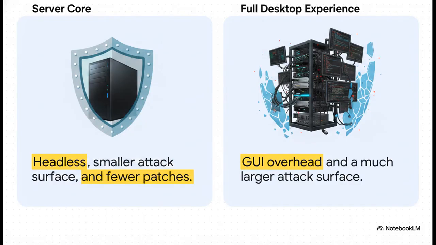And this brilliantly illustrates why we push Server Core so hard. When you compare Server Core directly against the full desktop experience, the difference in risk is just massive. With Server Core, you've got this headless system with a significantly smaller attack surface, plus it requires way fewer patches. On the flip side, the full desktop experience just drags in all this unnecessary GUI overhead and gives attackers a much larger target. When you're building out an environment, prioritizing Server Core is exactly how you proactively shrink those vulnerabilities right out of the gate.